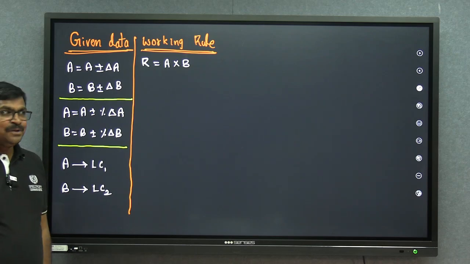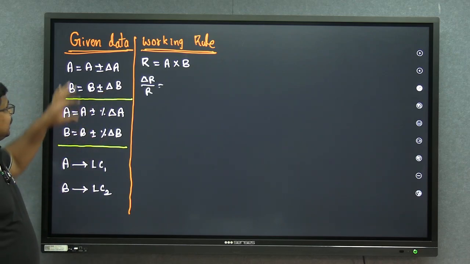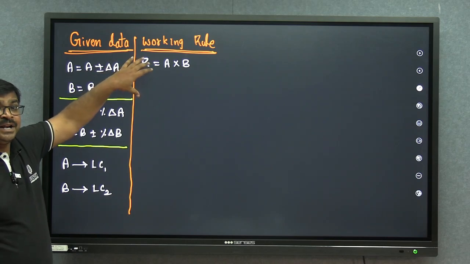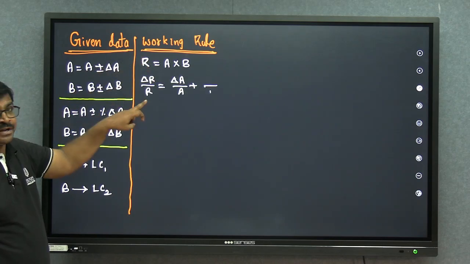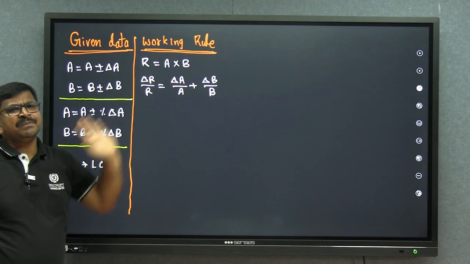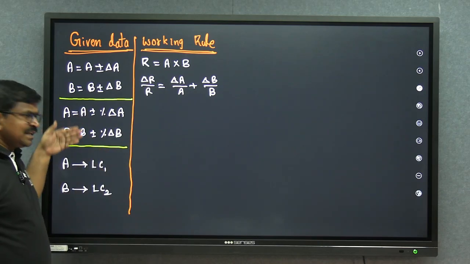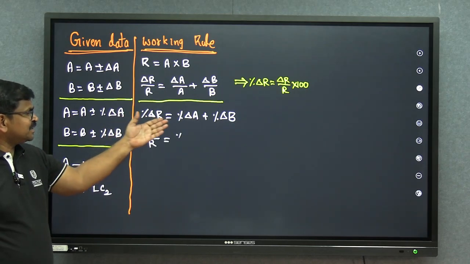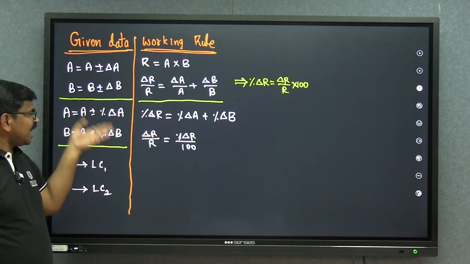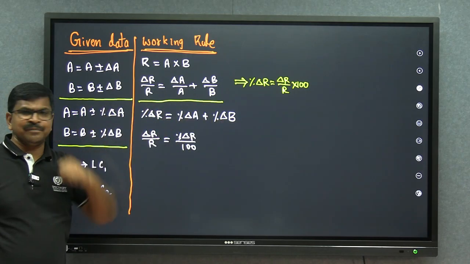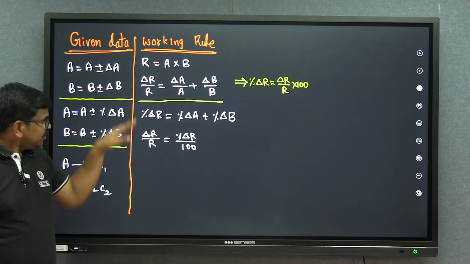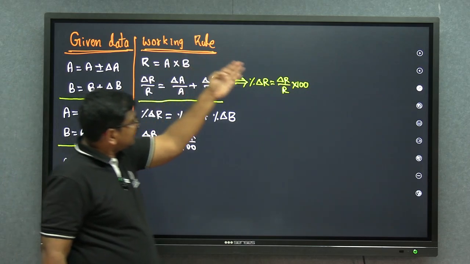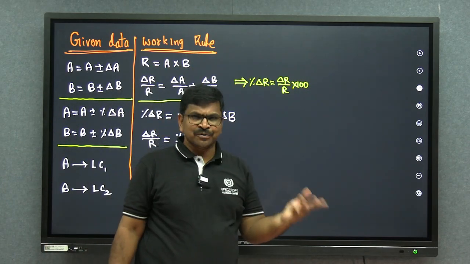So in the case of multiplication, if the given data is this one, absolute, use the formula: relative errors are added. That is delta R by R equal to delta A by A plus delta B by B. In the case of percentage error data, add percentage error directly. Percentage error is directly the percentage errors data addition. Percentage delta A plus percentage delta B. And from this, you can get the relative error. Or from this relative error, you can get the percentage error based on the question.